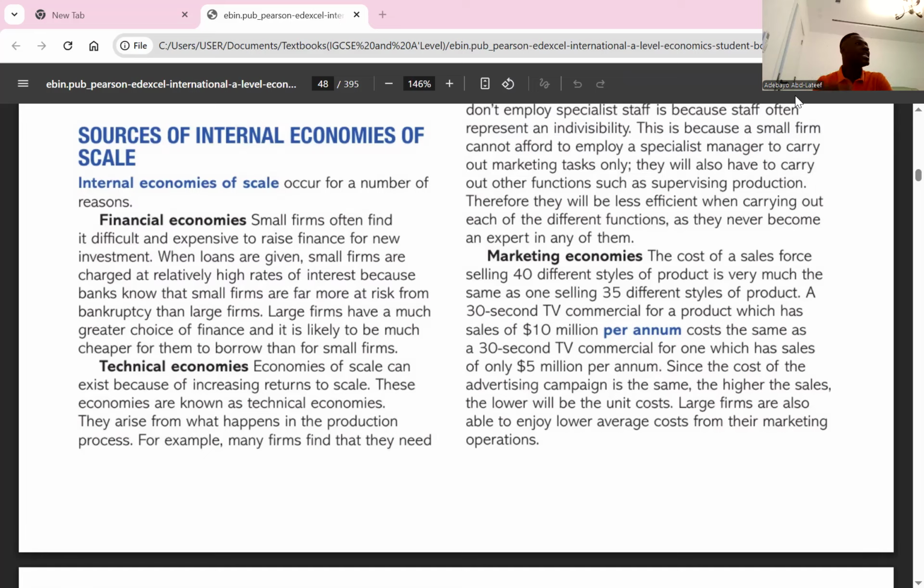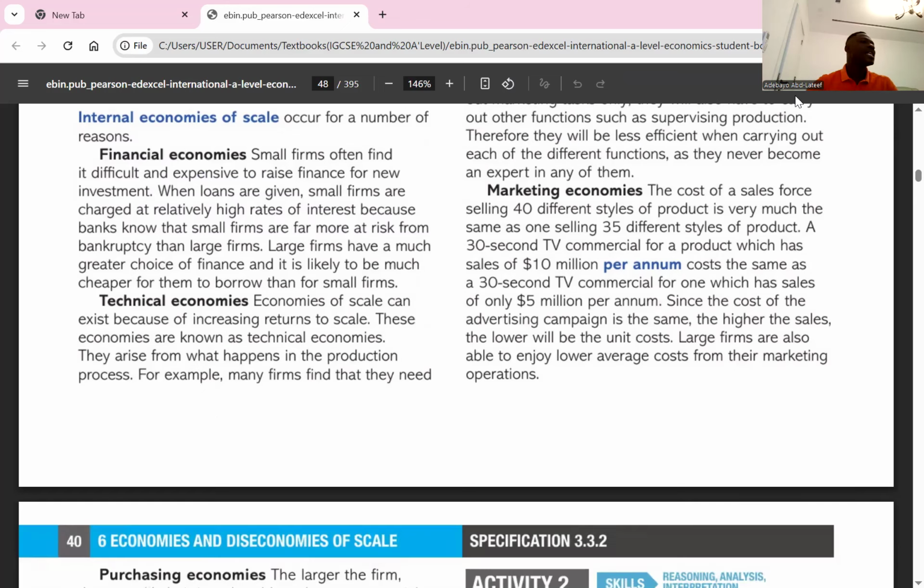So what are the sources of internal economies of scale? When we talk about sources of internal economies of scale, we're talking about the types of internal economies of scale. So the first one is financial economies. And I wrote, this is the ability of a large firm to be able to raise finance at a cheaper rate compared to smaller firms.